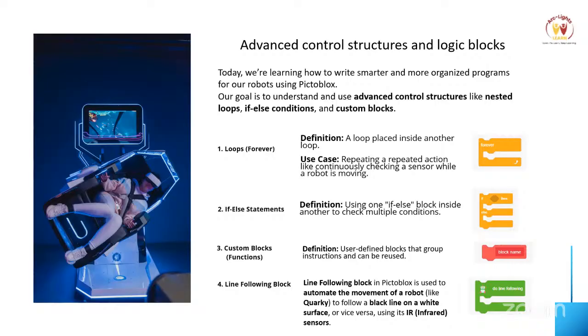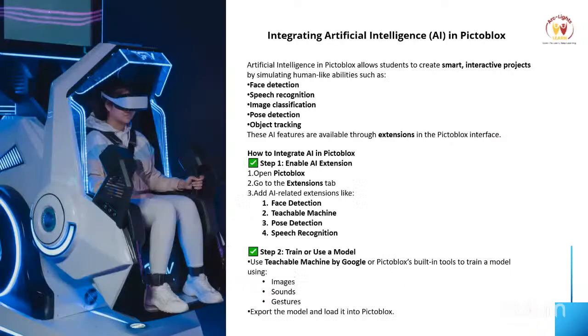Another one is the line following block. In PictoBlocks, you have an advanced programming technique called the line following block. It is used to automate the movement of a robot. For example, like Quacky. What does the Quacky robot do? It follows a black line on a white surface or vice versa using its infrared sensors. That is what happens with this. Okay, let's move on quickly.